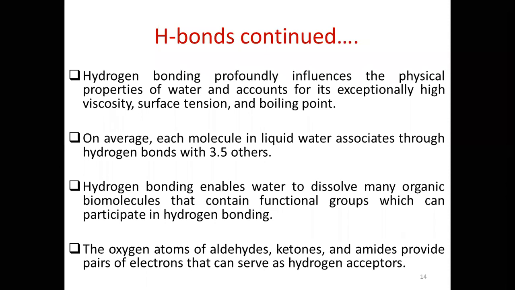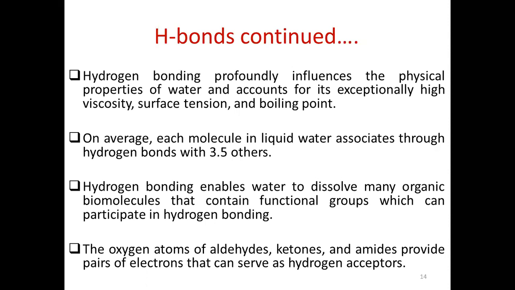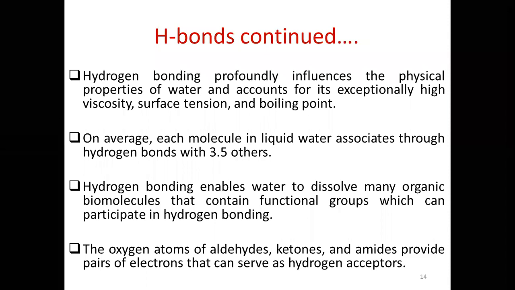So hydrogen bonding profoundly influences the physical properties of water and accounts for its exceptionally high viscosity, surface tension, and boiling point. So surface tension, boiling point, and also viscosity. These are properties that result from hydrogen bonding, even cohesion and also adhesion. So on average, each molecule in liquid water associates through hydrogen bonds with 3.5 other water molecules. So in liquid water, each water molecule is surrounded by 3.5 water molecules.